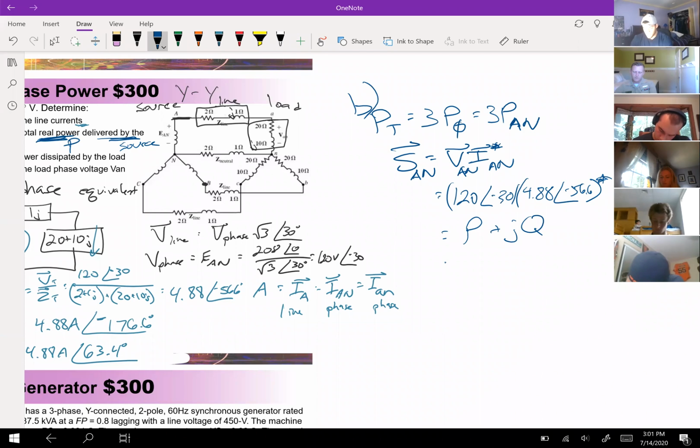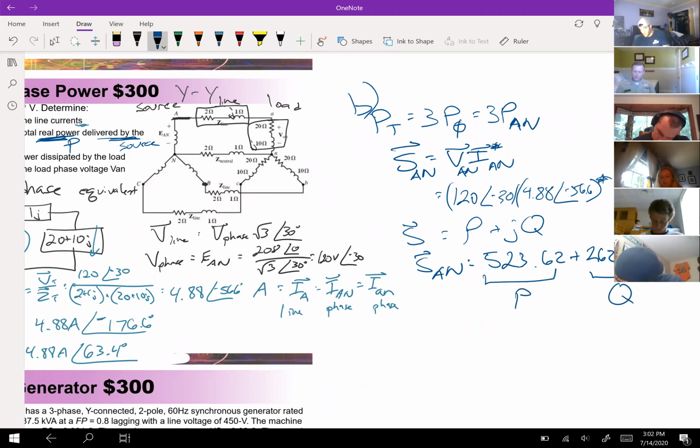And if I put it into rectangular, then the SAN that it'll give me is, I need to actually type it in my calculator. 120 negative 30, 4.88, negative 56.6. Actually make it positive 56.6. And I get, actually I'll just write both parts down. And I put it into the polar. So SAN is 523.62 plus 262.21j. So that is P and that is Q of a single phase.